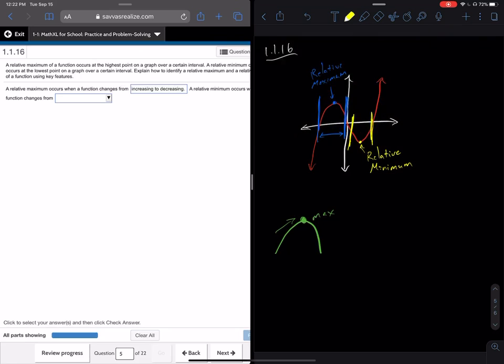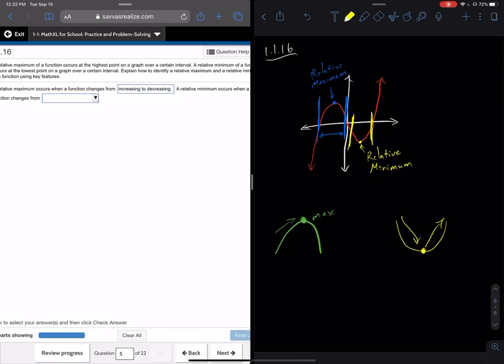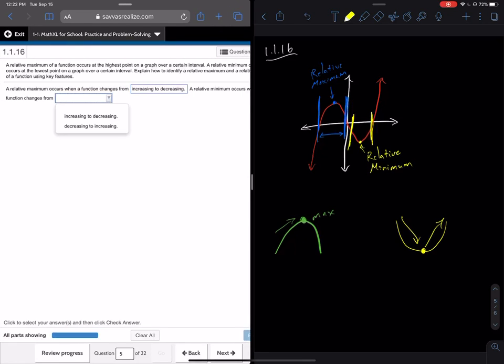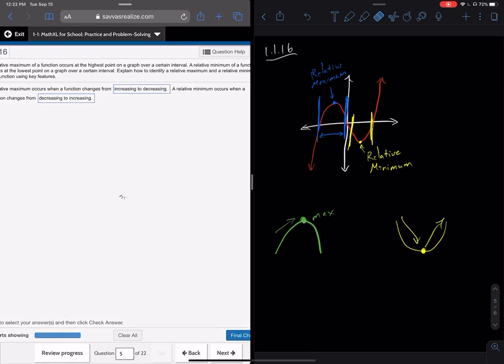And then a relative minimum, so if you have this curve here, this is when a graph was going down, so it was decreasing, and then changed direction at your minimum, and is now increasing. So a relative minimum occurs when a function changes from decreasing to increasing. So fill that out, check your answer, make sure you're right, and you're good.